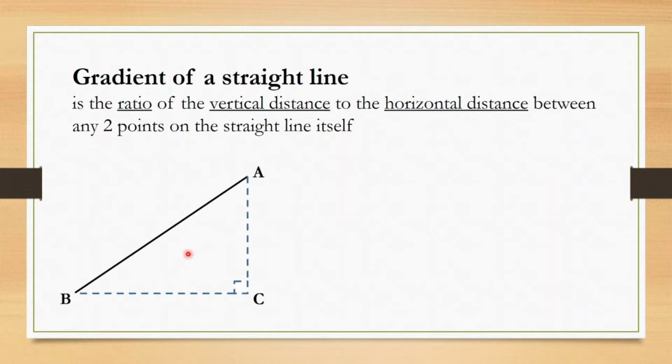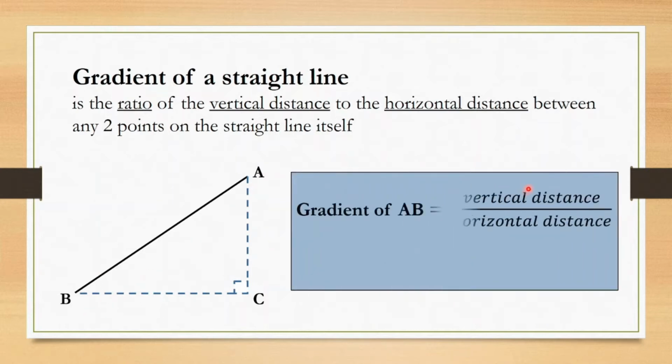This is a straight line AB. When you have to find the gradient for AB, it is equal to vertical distance divided by horizontal distance. It is same with above here. So the vertical distance will be AC. Horizontal distance will be BC. So AC divided by BC, you will get the gradient of AB.